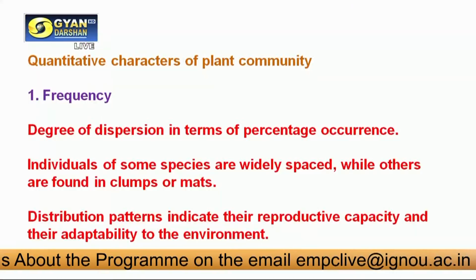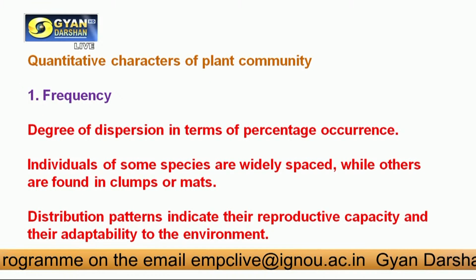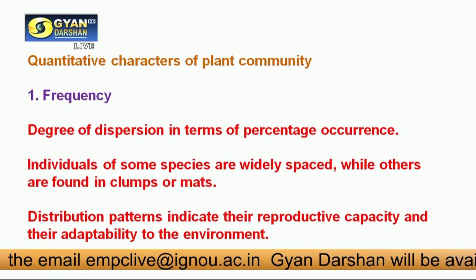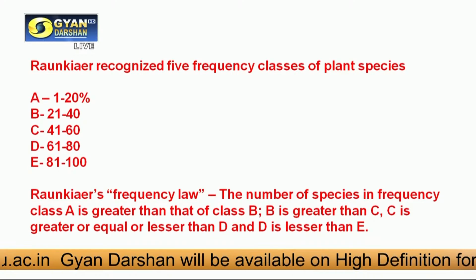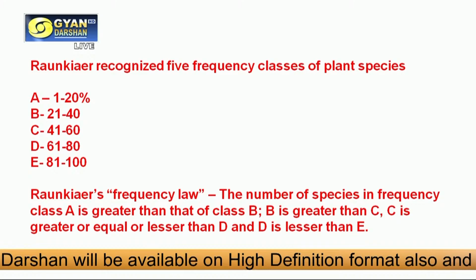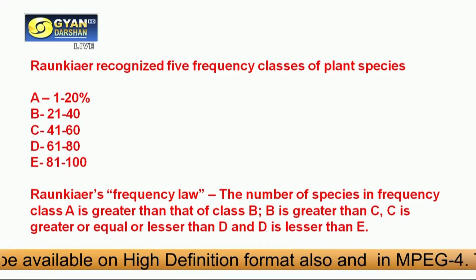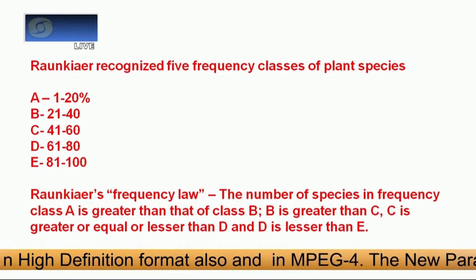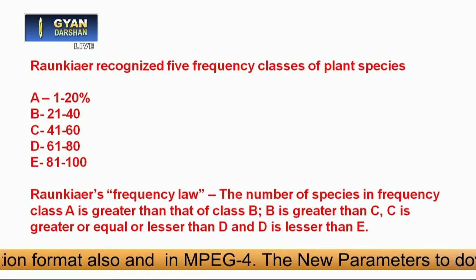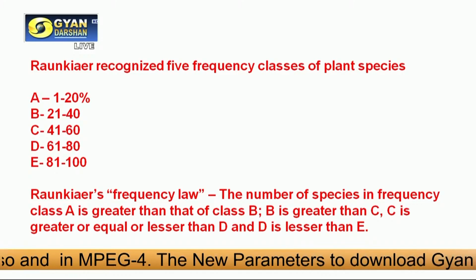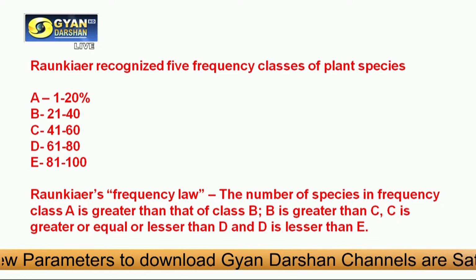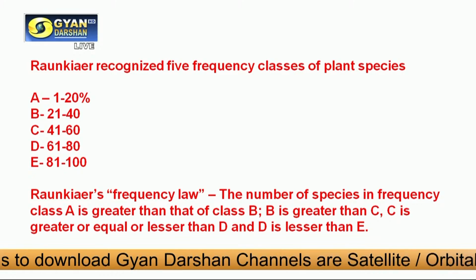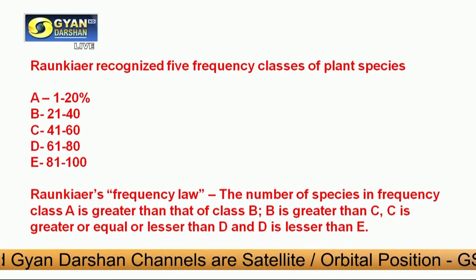Distribution patterns indicate their reproductive capacity and their adaptability to environment. Raunkiaer recognized 5 frequency classes based on low frequency and high frequency: 1 to 20, 21 to 40, 41 to 60, 61 to 80, 81 to 100. Accordingly, he has given 5 categories, that is A, B, C, D and E, based on the percentage of frequency.